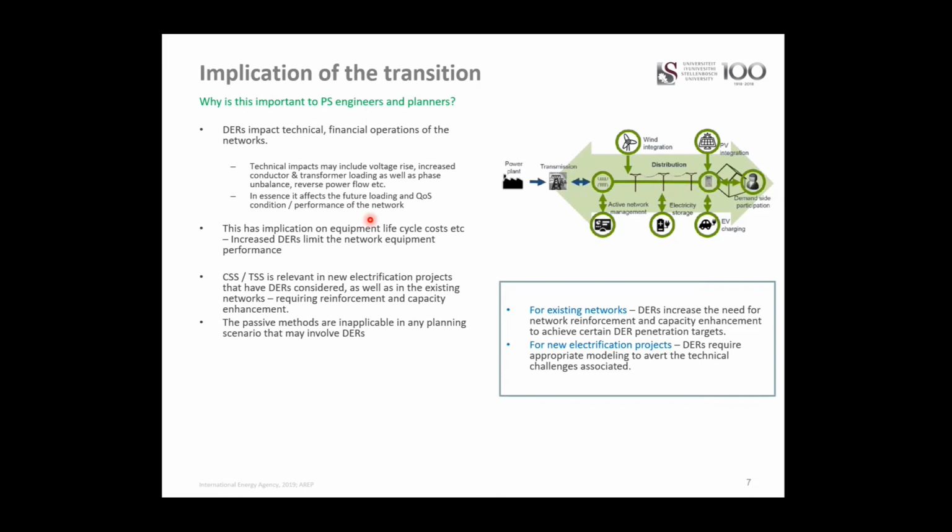Secondly, it also has an implication on the equipment life cycle costs. For instance, increased DERs would generally limit the network equipment performance if they are not well controlled or their impacts are not well mitigated. The other thing we need to also know is that both transformer size selection and conductor size selection are relevant in the new electrification projects where you are actually planning for DERs.